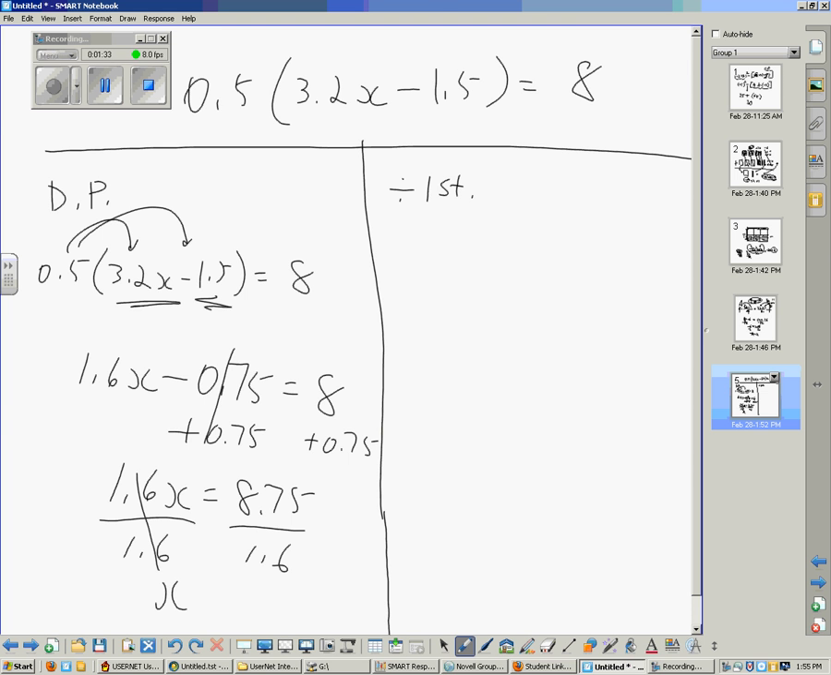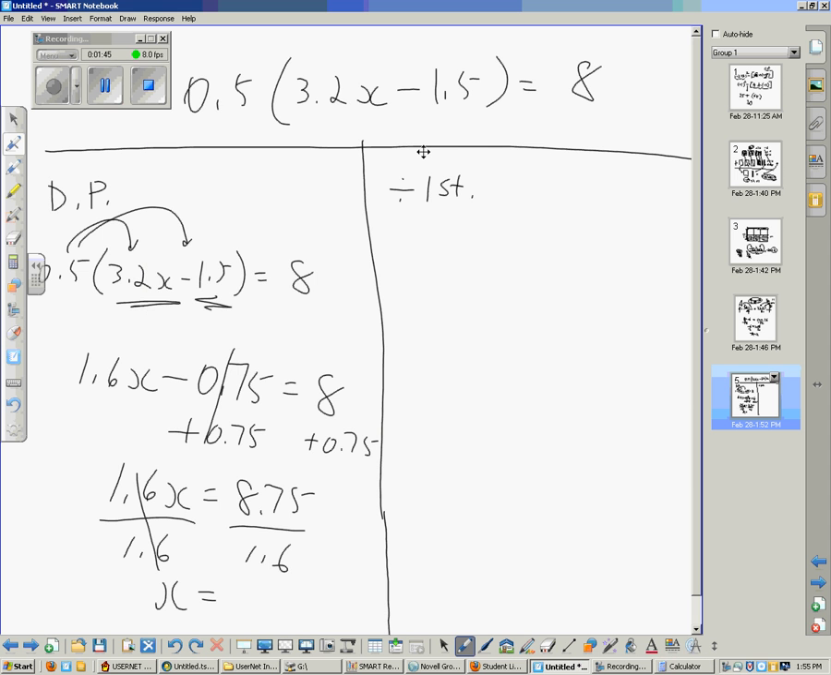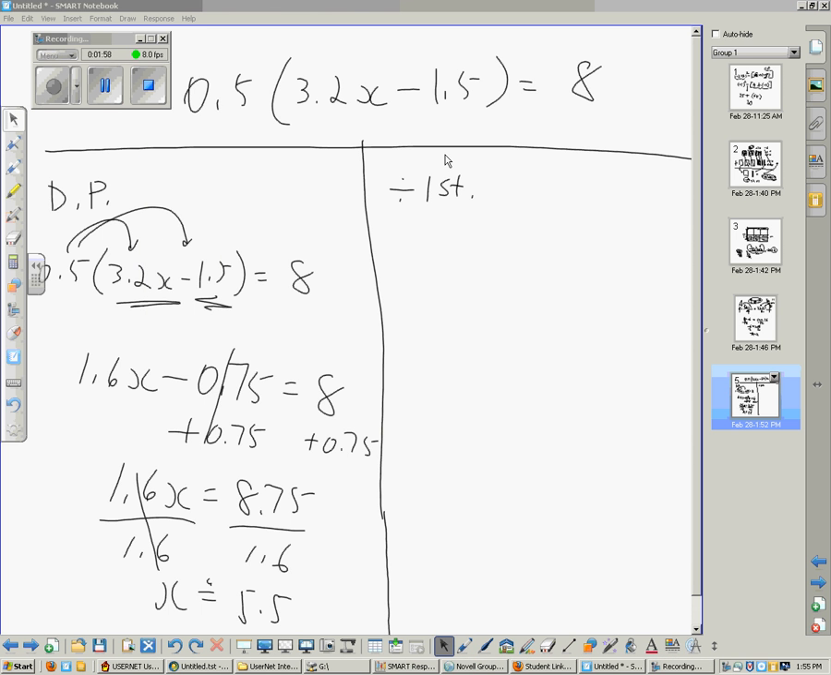I'm left with x equals, and then we take our calculator out and go, what is 8.75 divided by 1.6, and it equals 5.5. Let's just be lazy. Approximately equals 5.5. Is that what it was? I have a memory like a peanut. Yes, do 5.5 roughly. We won't bother writing the rest of it.